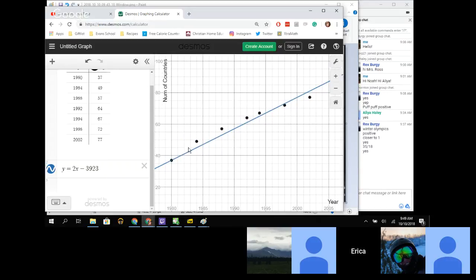Now, it doesn't really work for this because we're talking Winter Olympics. We know it's every 4 years. But if this was some other data, the model is going to work best in between.